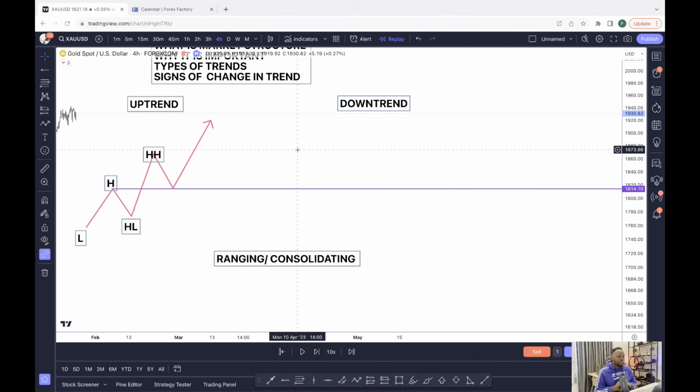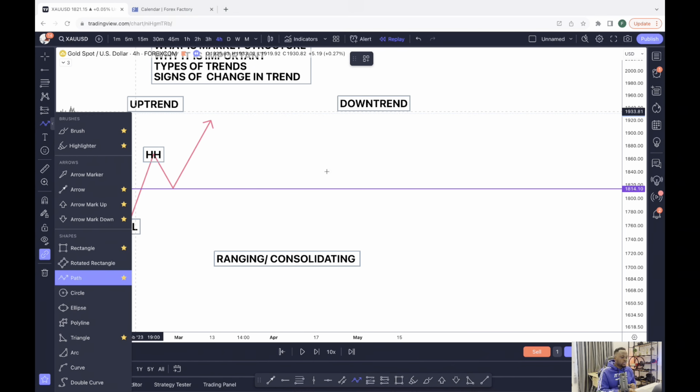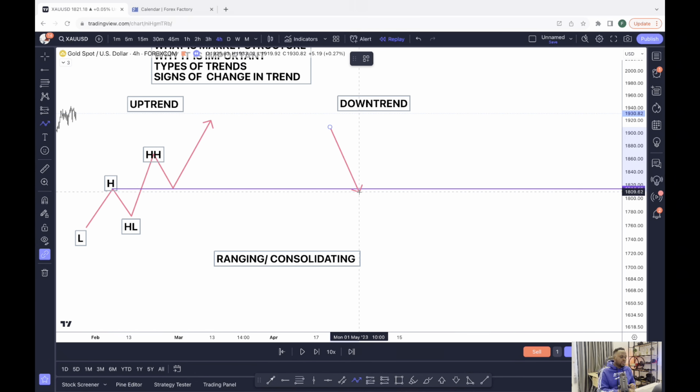A downtrend is formed when the market creates a series of what? Lower lows and then lower highs. So this right here is our first low. This is our new high, but obviously this high is lower than the previous high. That is why it's called what? A lower high. So in a typical downtrend, we are expecting the market to come all the way back down, break this previous low, and then create a new low to form that lower low.